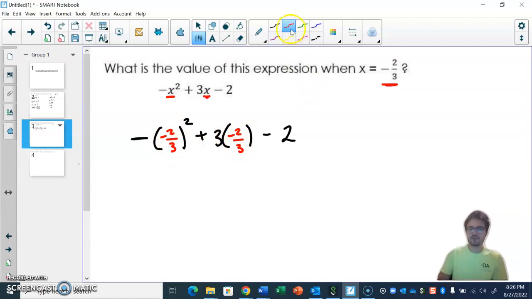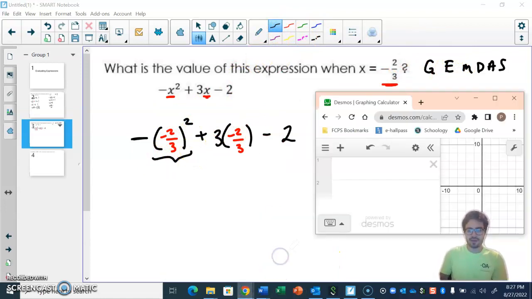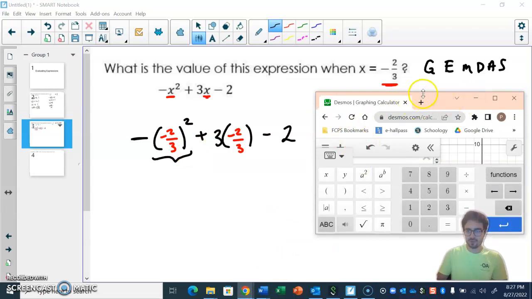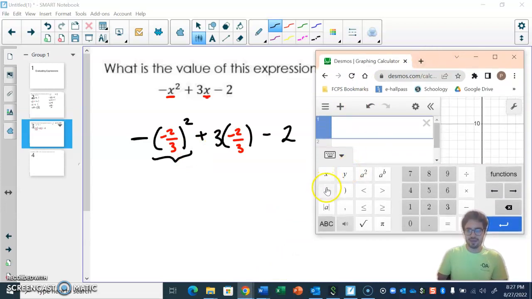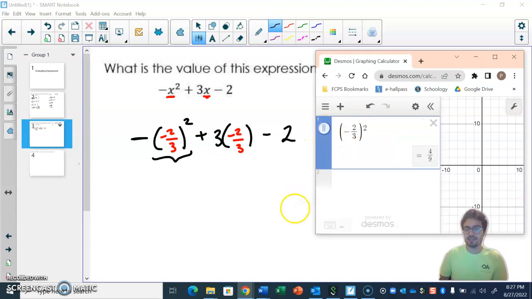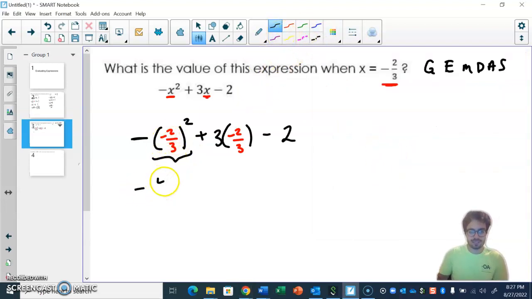Okay, let's figure out what we have to do first. So I'll write my GEMDAS. I don't have any grouping symbols that I have to resolve, but I have exponents right here. So I need to figure out what this is. Well, I can use my calculator. Watch how cool this is. I'm going to put in parentheses -2/3, close it off, squared. Now this button here is going to make it a fraction, which is what I need. 4/9. So I'm going to put negative. I figured out what this is. That's 4/9.